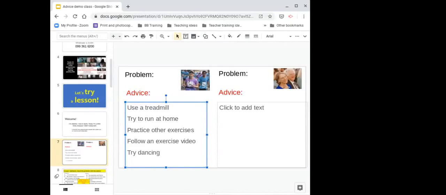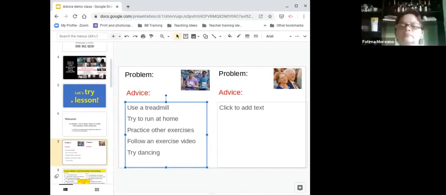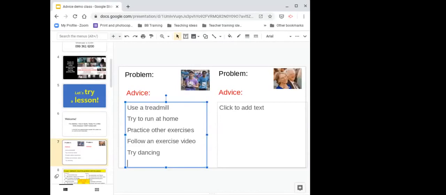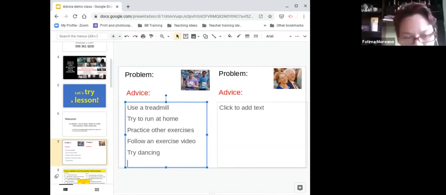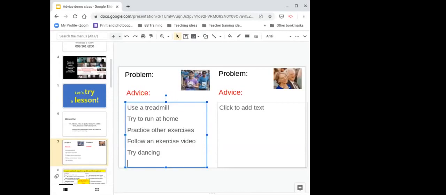I could try dancing. Very nice ideas. I have a question. Should I go to the park? Should I go run in the park? Probably no. Yeah, Esther says I shouldn't. It's illegal right now to go run in the park. So I put negative example, don't run in the park.